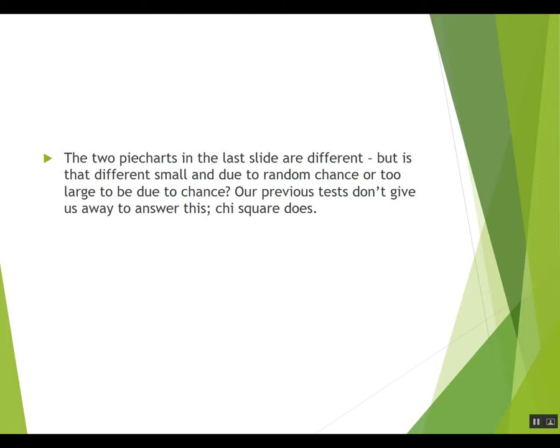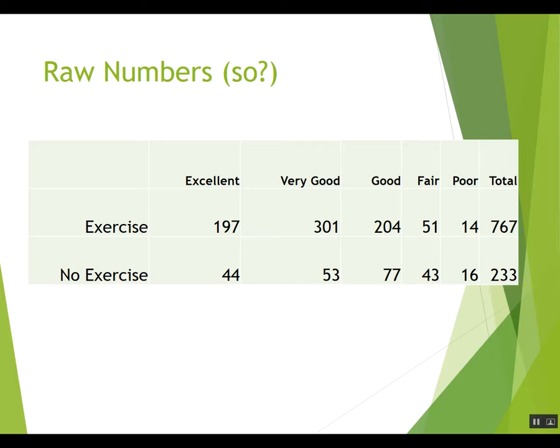So the question is, is that difference in those pie charts small and due to random chance, or is it too large to be due to chance? And chi-square helps us answer this by giving us a p-value and letting us make a decision. So these are the raw numbers. 767 people in our sample had exercised in the last month. 233 had not exercised in the last month.